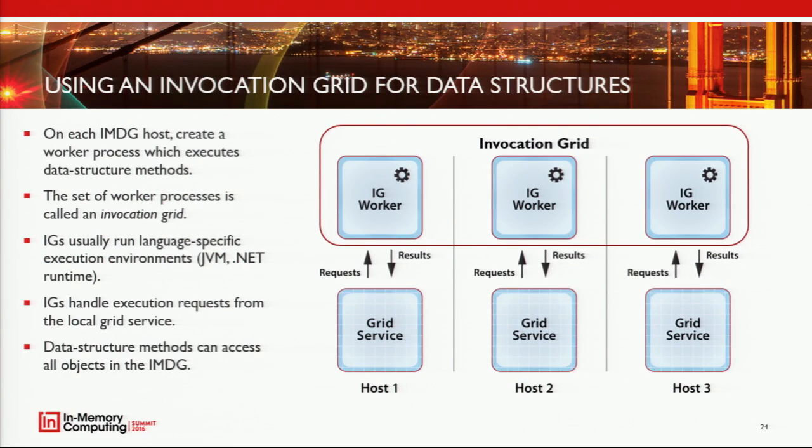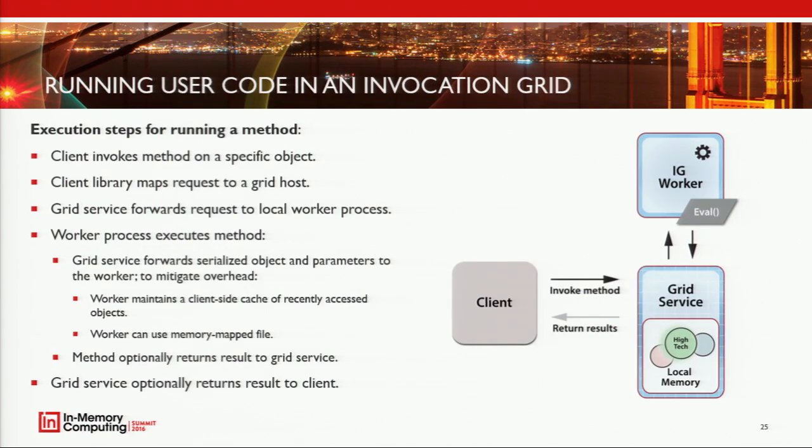So first thing you do is you create a worker process for each grid server. So here's a host or a server in the grid. There's, say, 3 here. And so there's the grid service we saw before where you might run data structures and implement them. But in addition, you could spawn a worker process on each grid server. And we call this set of worker processes an invocation grid. And so a request could come in and be forwarded to the grid to the worker process and execute a method on behalf of a client.